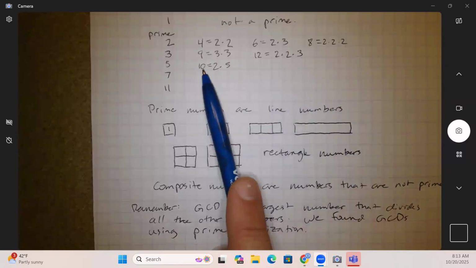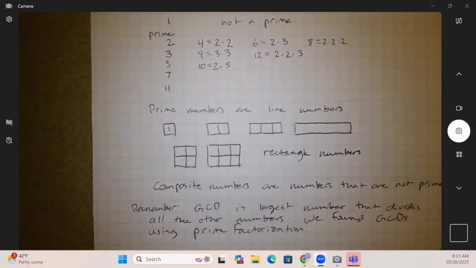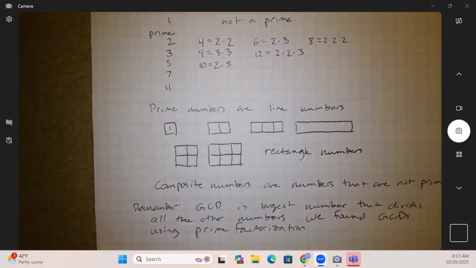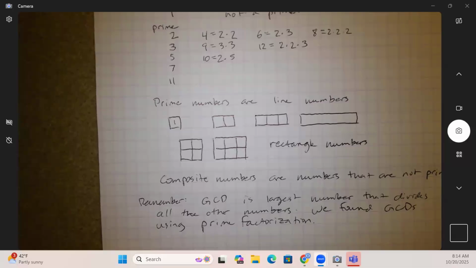The prime factorization of 10 is 2 times 5. And the prime factorization of 7 is just 7, because 7 itself is prime. So even primes have a prime factorization, it's just the number itself. Finding all of the primes that make a number makes division a lot easier. And so that's why it's helpful to be able to do the operation of finding a prime factorization.